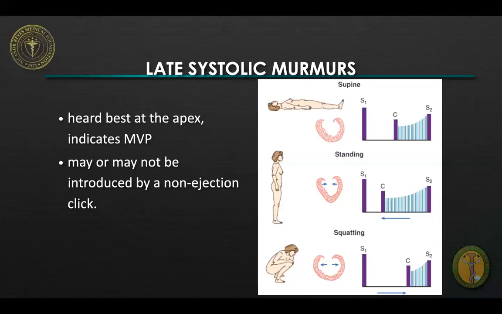For the late systolic murmurs, this is heard best at the apex. It can indicate a mitral valve prolapse. This may or may not be introduced by a non-ejection click. Please listen to the next slide for the murmur of mitral valve prolapse.